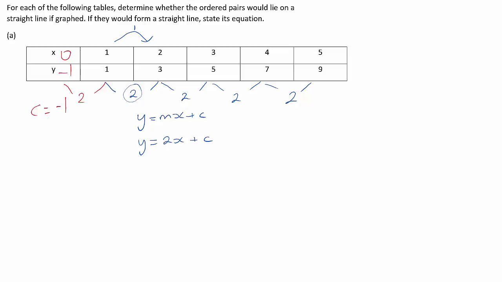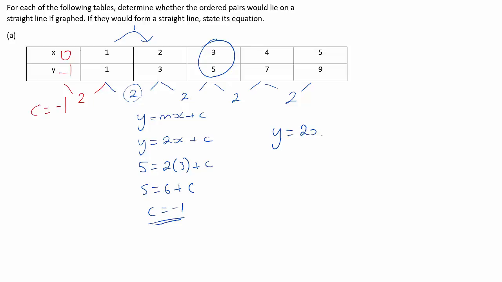The other way of doing that is to just choose a couple of values from the table. So we can see y is 5 when x is 3, substitute that in, and then we get 5 is 6 plus c, which gives us c is -1. So y is equal to 2x minus 1.